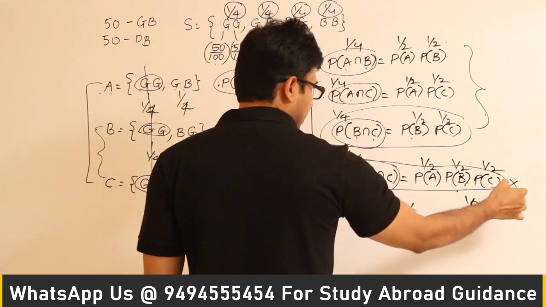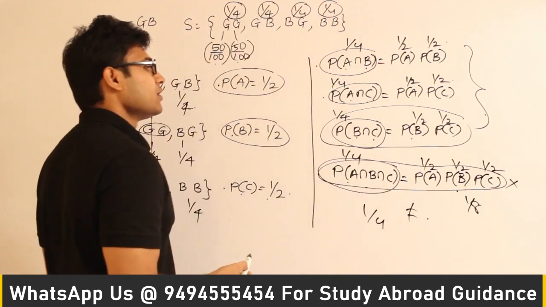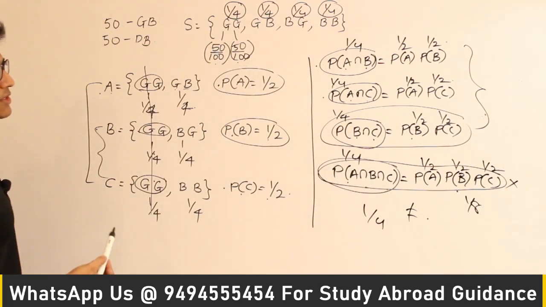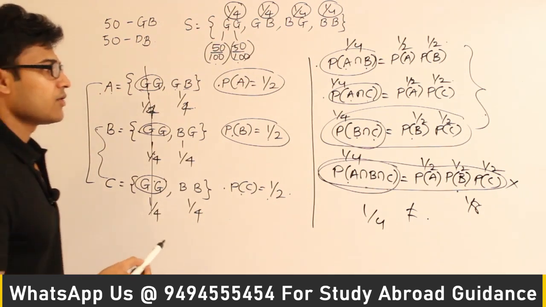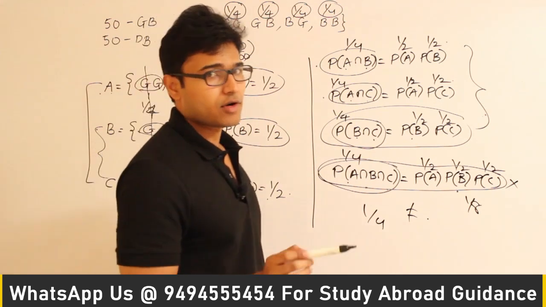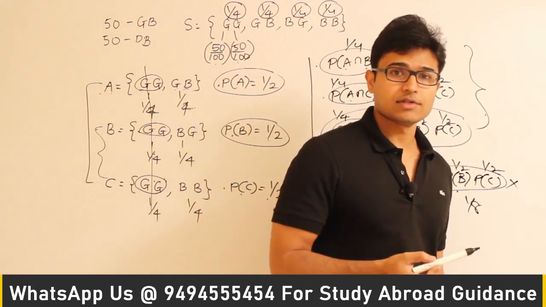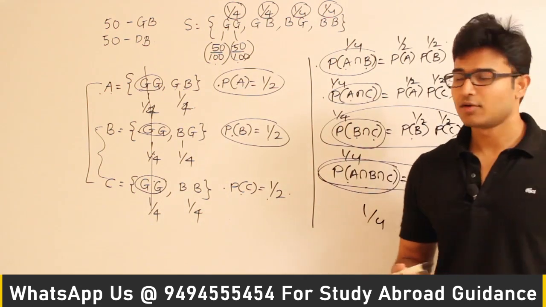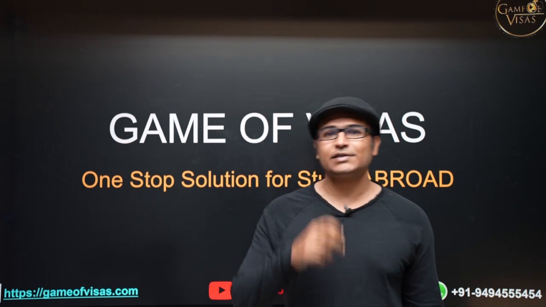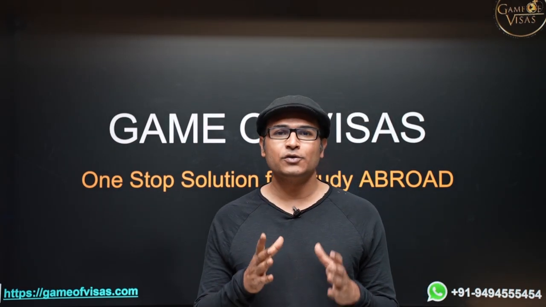So what can we say? These three events taken together are not independent, but any two events taken together are independent. So if the question is whether all the three events are independent or not, no, they are not independent. If the question is if they are pairwise independent, yes, they are pairwise independent. Got it? Okay.